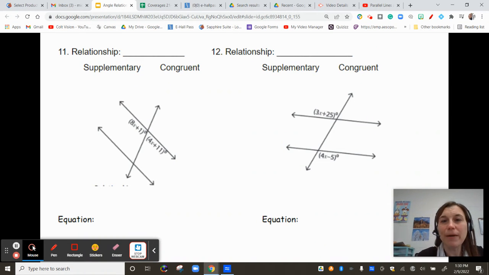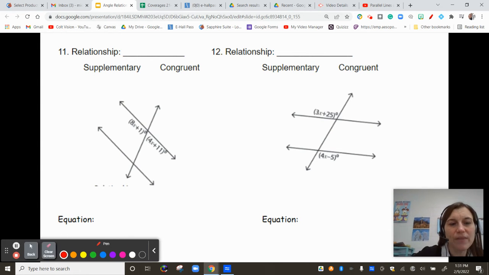Okay, so we have parallel lines. In this paper, we're assuming the lines are parallel, cut by a transversal. We're going to identify the relationship, and then write an equation. We'll solve the equation, and then use our solution to go back in and find the angle measures through substitution. That's it. So let's look at the problems we've been given here.